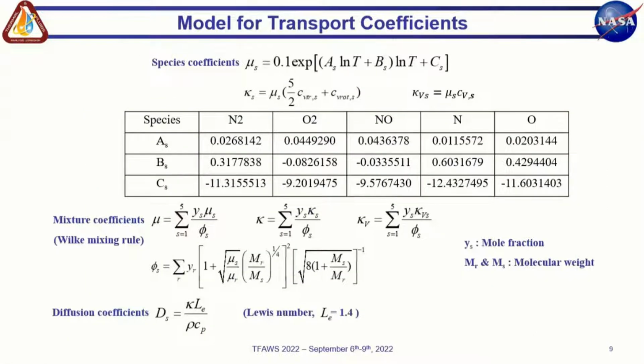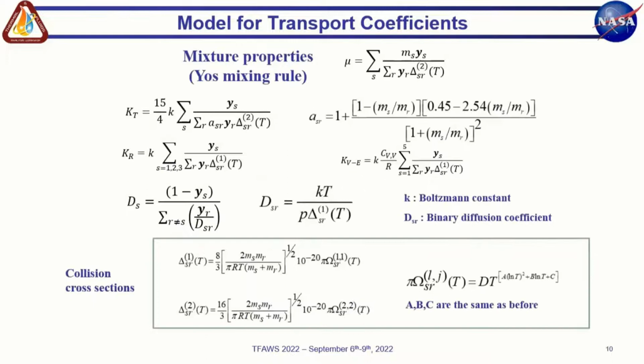Okay, so this slide shows the earlier model. It's the Blottner curve fit for species viscosity, and the mixture transport coefficient comes from Wilke's mixing rule. So here you can see the viscosity, the heat conductivity, and the heat conductivity relevant to the vibrational temperature. And another model is based on the Yos mixing rule.